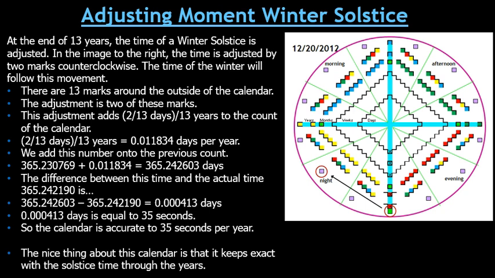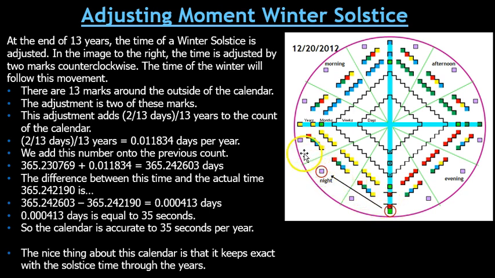Okay, now we're going to be adjusting the moment of the winter solstice. At the end of 13 years, the time of the winter solstice is adjusted. In the image to the right, the time is adjusted by 2 marks counterclockwise. So from here to here. The time of the winter solstice will follow this movement. So every 13 years, the winter solstice basically moves from this point in time to here. It's kind of moving very slowly over 13 years, and by the end of 13 years, you just make one adjustment, boom, you catch up with it.